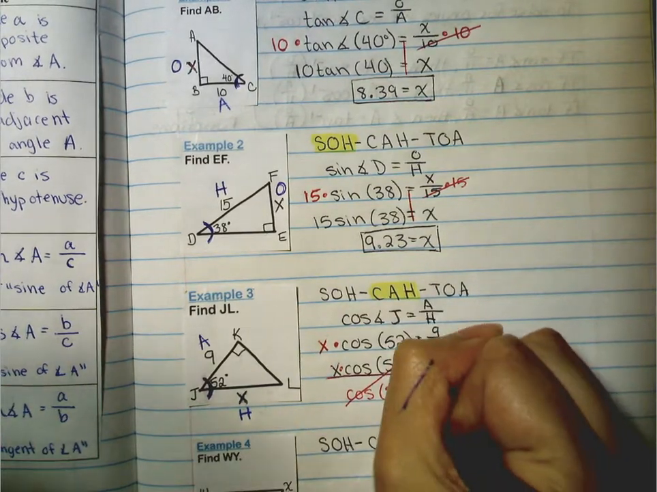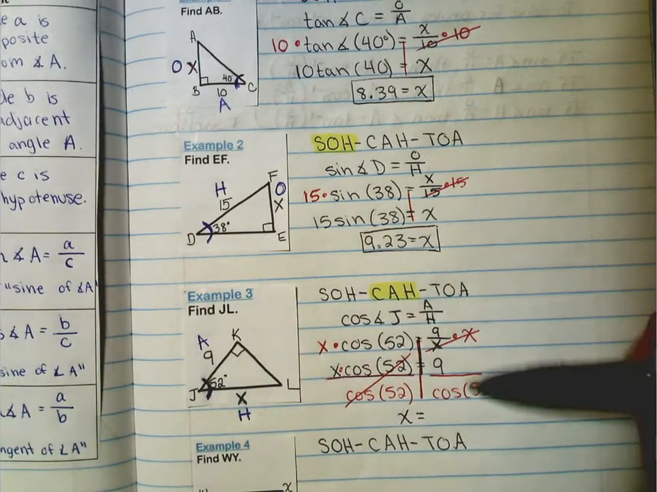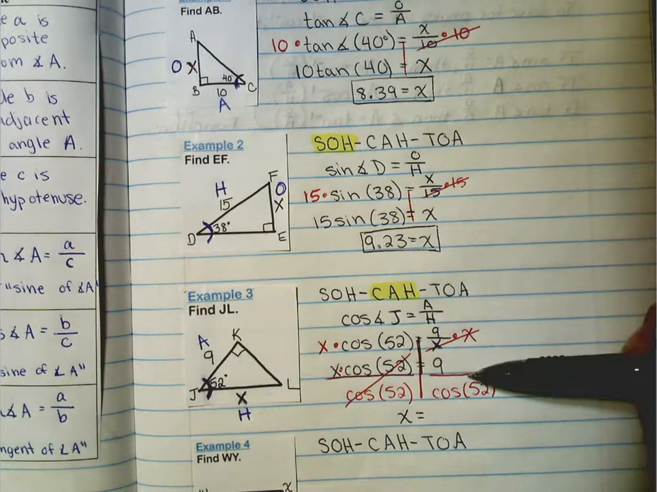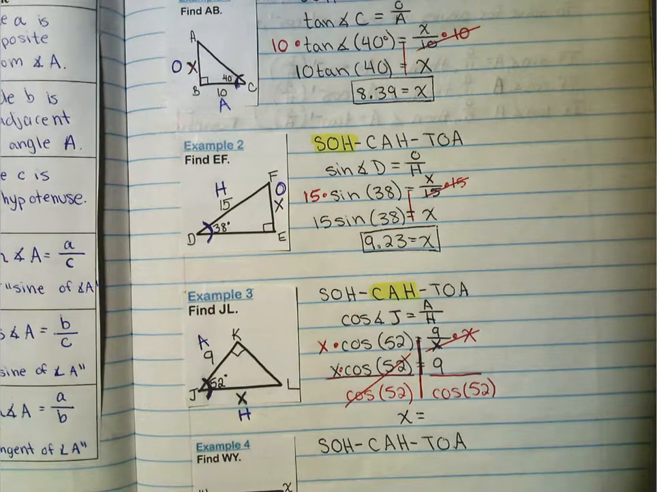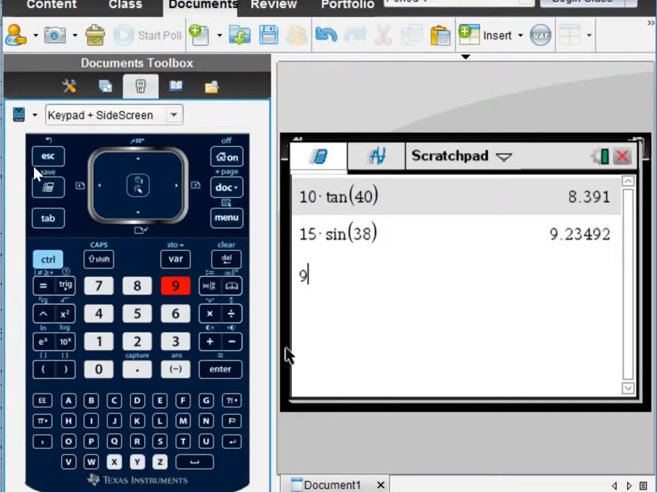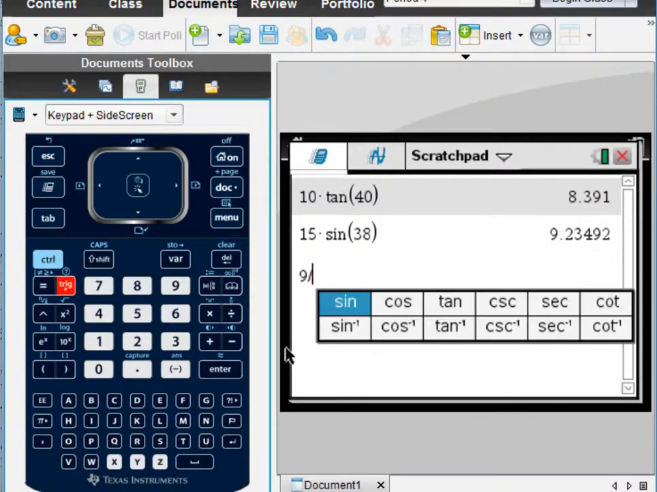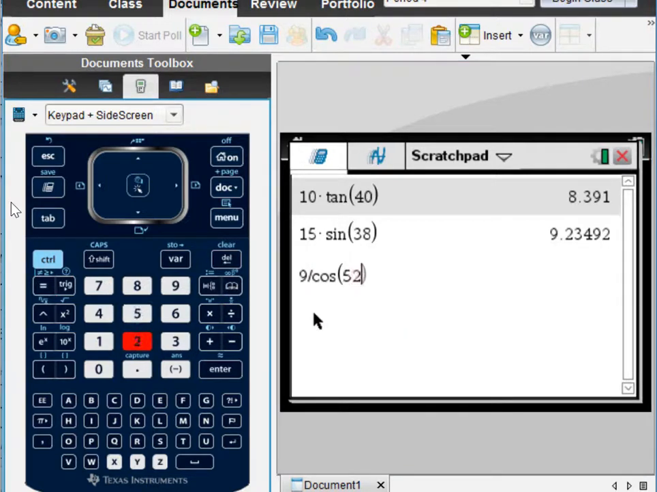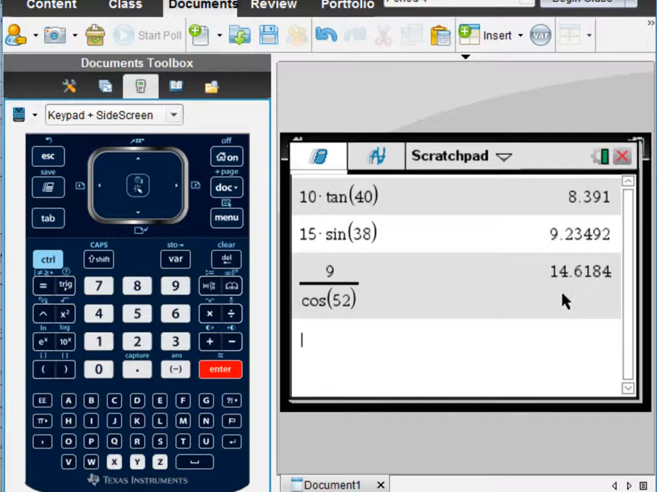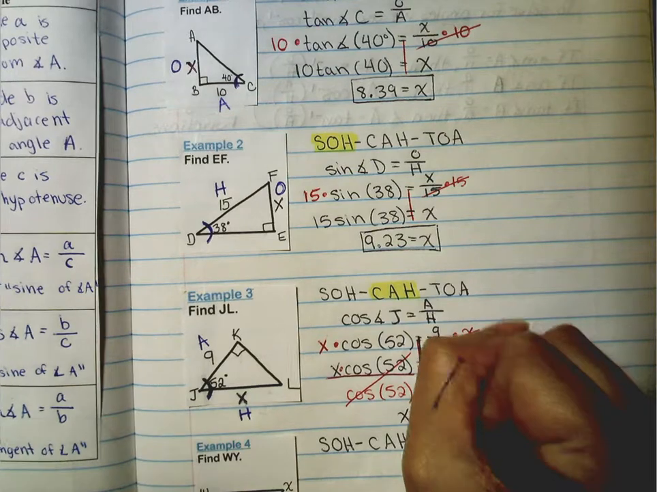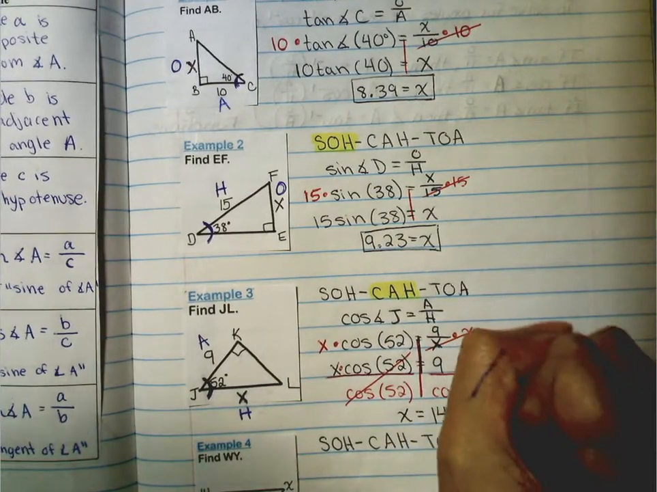Here I have x by itself, and I'm just gonna type this into my calculator. 9 divided by cosine of 52. So now it's division. 9 divided by cosine of 52, and that gives me 14.6184. I'm rounding to the nearest hundredth, so it's 14.62 because that 8 right there is bigger than 5, so I'm rounding up. So 14.62. So my x value is 14.62.